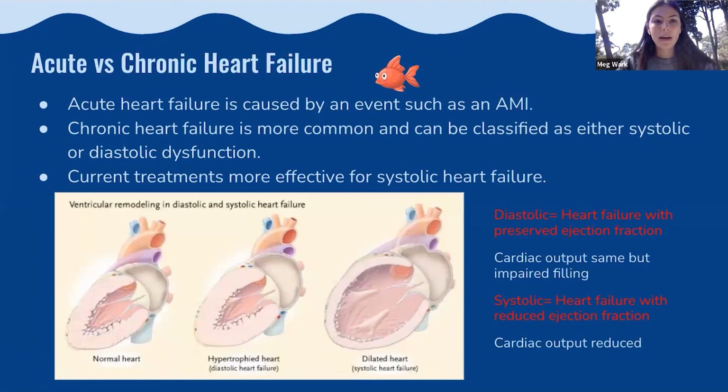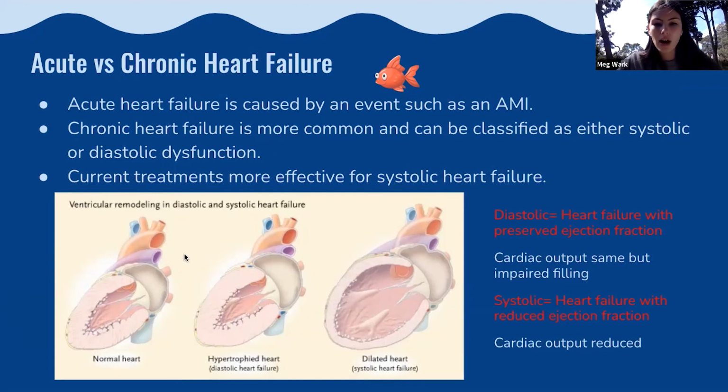Acute versus chronic heart failure. So acute heart failure is caused by an instantaneous event, such as an AMI, whereas chronic heart failure, that's the more common form that we actually see in the population. And that's something that happens progressively over a long period of time. That can be classed as either systolic or diastolic function. And currently we have a lot more treatment available for systolic heart failure.